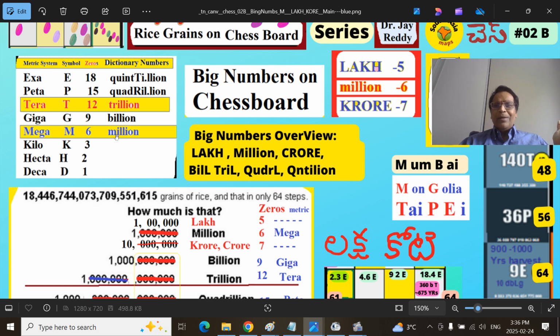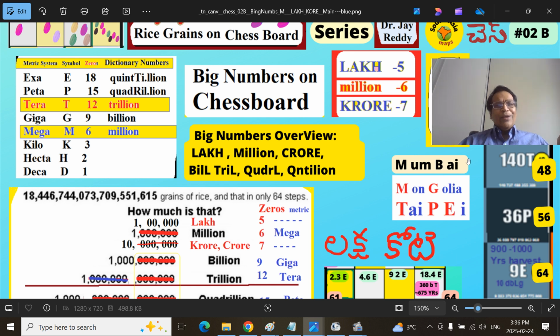Remember, if you remember Mumbai, that is the million, billion. That means Mumbai has maybe 20 million people, easy. Bharat has around 1.4 billion population. So very easy. Mumbai.